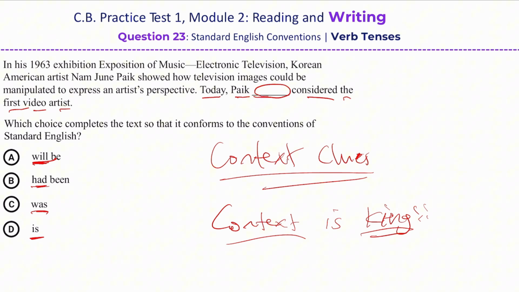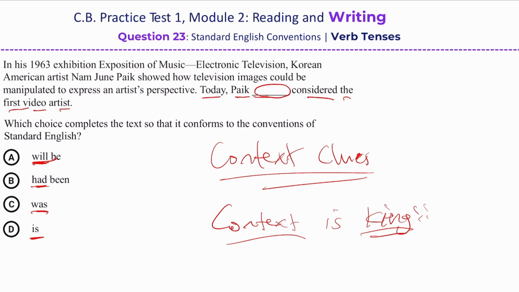I know that the past tense doesn't work. And I know that the past perfect doesn't work as well, right? So you want to make sure to use the correct tense based off of that time reference. So if you're talking about stuff that's happening today, you're using the present tense, most of the time. So in this case, you want to say today, he is considered the first video artist.